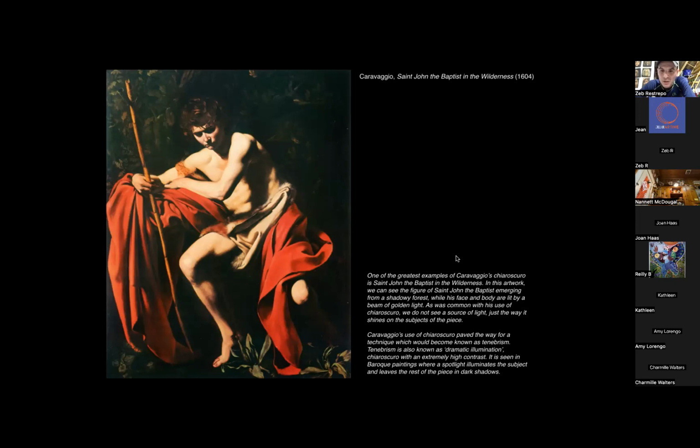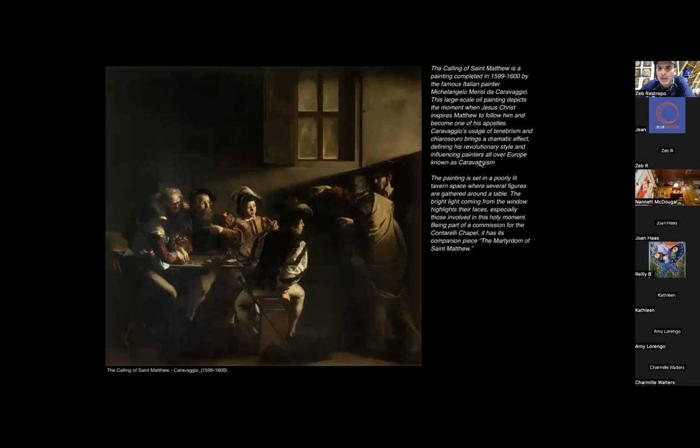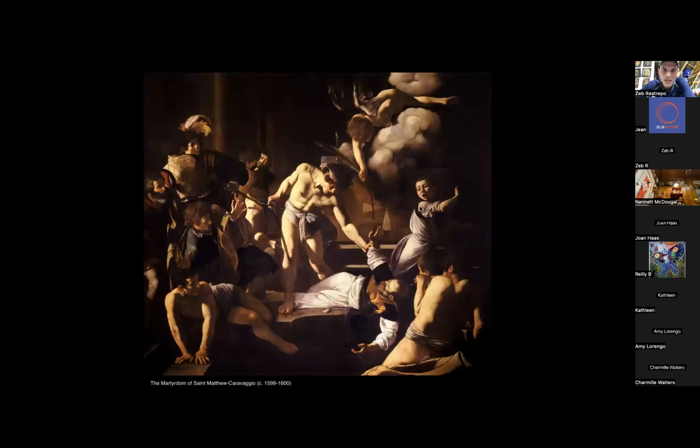Okay. And here we have another example that I tried to break down so that everyone can understand where the light source originates in the shadows. The Calling of St. Matthew is a painting completed in 1599-1600 by the famous Italian painter Caravaggio. This large-scale oil painting depicts the moment when Jesus Christ inspires Matthew to follow him and become one of his apostles. Caravaggio's usage of tenebrism and chiaroscuro brings a dramatic effect, defining his revolutionary style and influencing painters all over Europe, known as Caravaggianism. Okay, great.